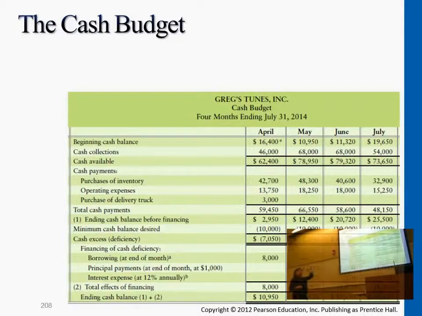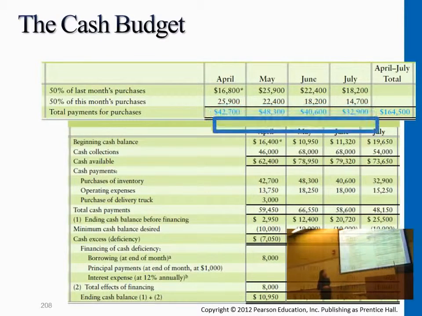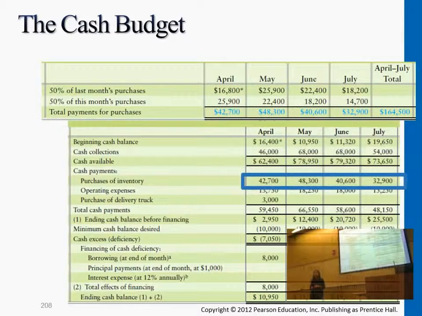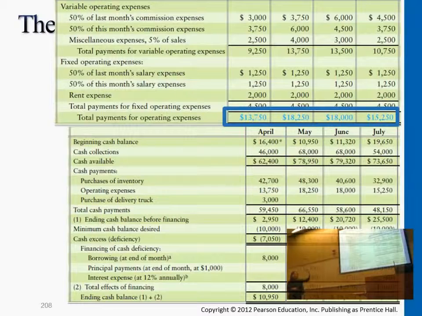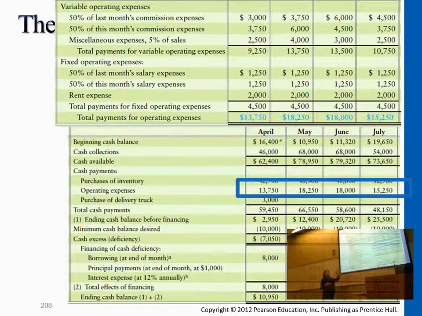Okay, so the upper part is the cash collection part. Now the middle part here, cash payments: we use whatever payment we made for inventory purchases. Remember, half of it this month, half of it next month. The blue highlighted number, total payments, transfers to the cash budget. Operating expenses, we just did a pretty lengthy table there, variable expenses, fixed expenses. Again, we transfer the summary amount into the cash budget. So this upper part really just combines what we did in the first three tables.